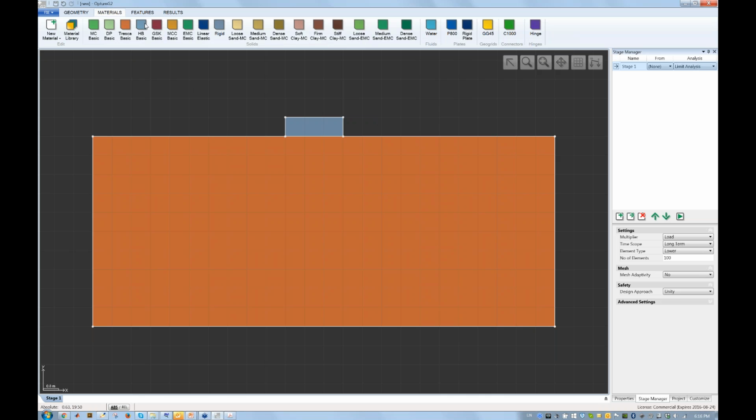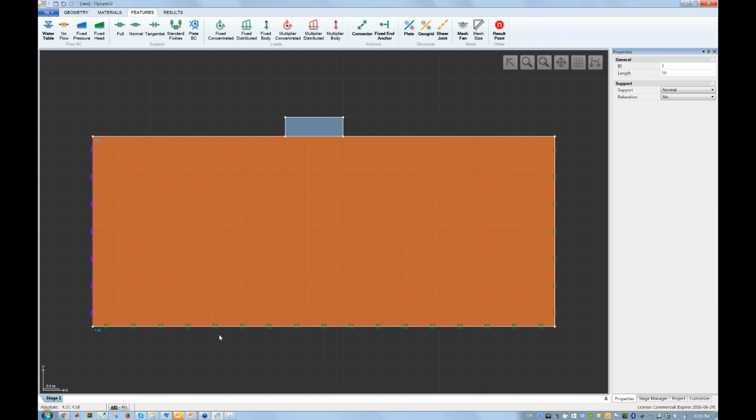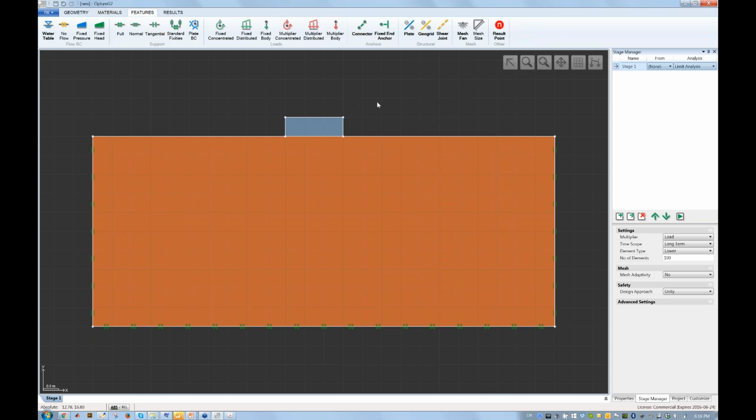So that's geometry and materials. Then to features, and we need to apply boundary conditions. First of all, supports. For those of you who know Plaxis, you probably know the standard fixities button. We have an identical button which applies normal supports here to the vertical edges and fixes the bottom edge fully. And then we need to apply some load to the foundation, and I'm going to consider the problem of bearing capacity to start with.